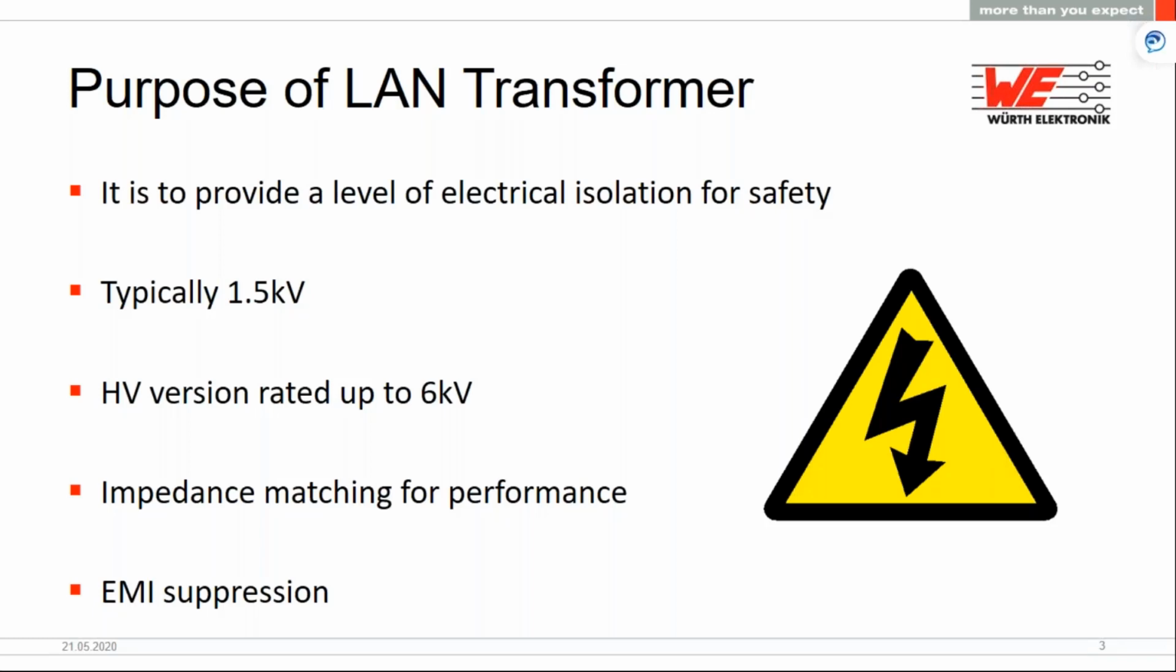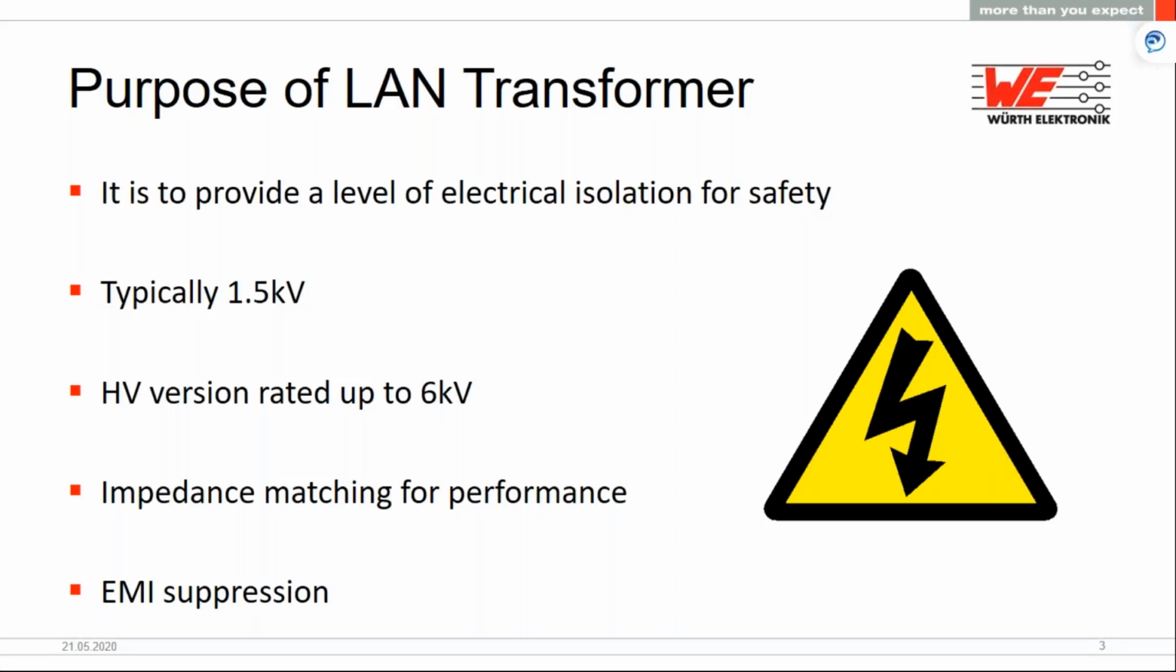Typically, the standard voltage level goes up to 1.5 kilovolts. But for certain medical and industrial applications, the voltage can go up to 4 kilovolts or in some cases even as high as 6 kilovolts. Now, a LAN transformer is expected to reduce the electric shock to the end user by providing isolation between the primary and secondary side. The next reason to use a LAN transformer is to help us with impedance matching.